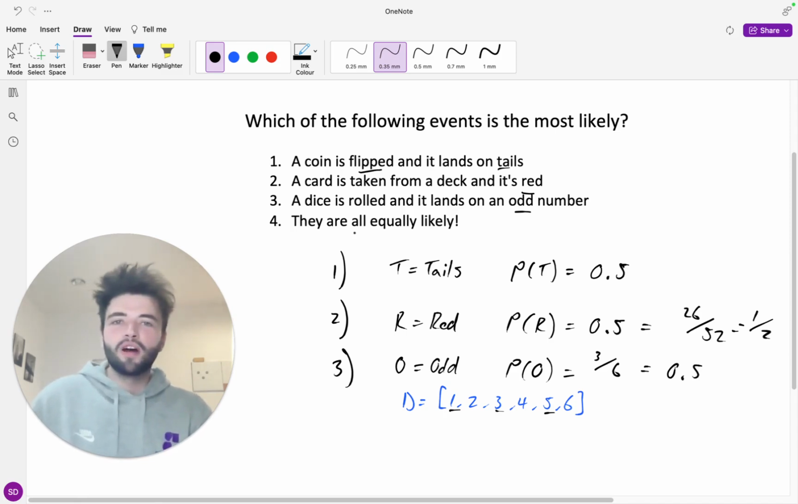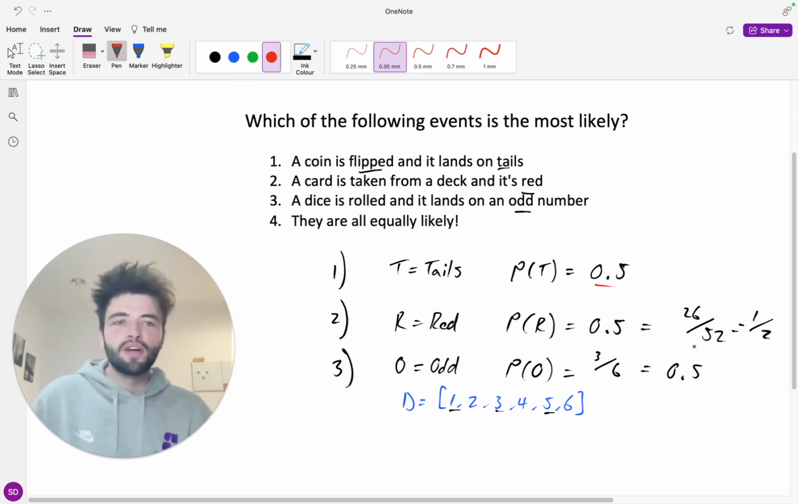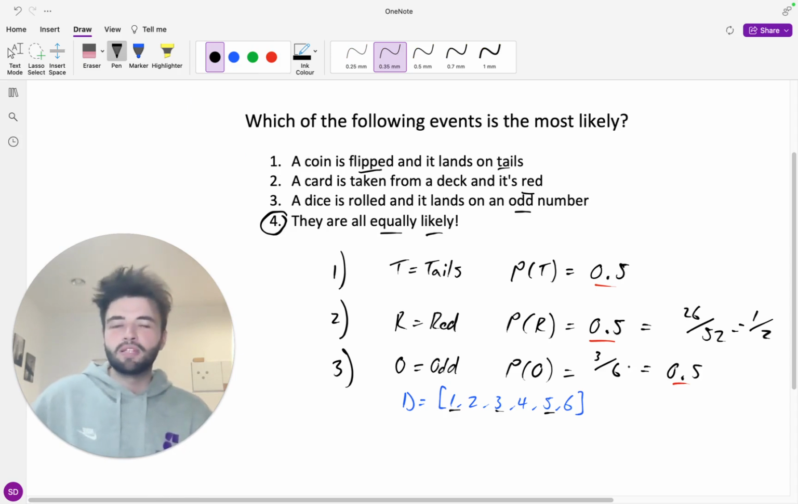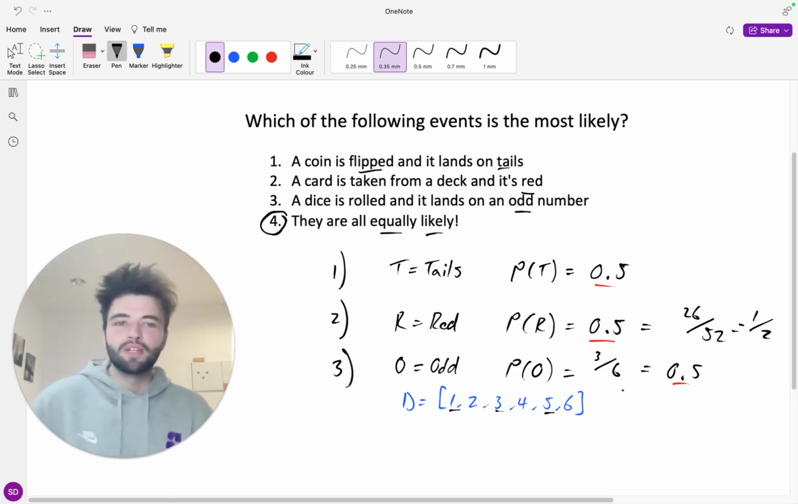And so out of our options here, we can see that there are 3 different events, and all 3 of them have a chance of 0.5 or a half of actually happening. And so the correct answer to this question is going to be option 4, which is that they're all equally likely. Or in other words, if you did these 3 things and you did them, let's say hundreds of thousands of times, no one event or no one trial is going to have an outcome that isn't roughly 50%. So they're all in the same ballpark. And so that's it for this question.